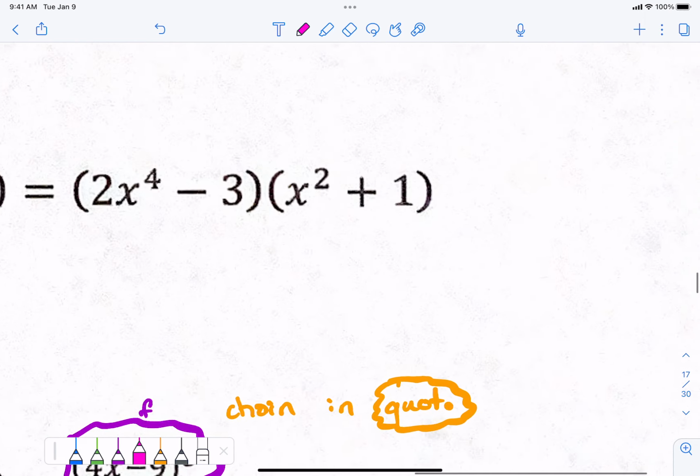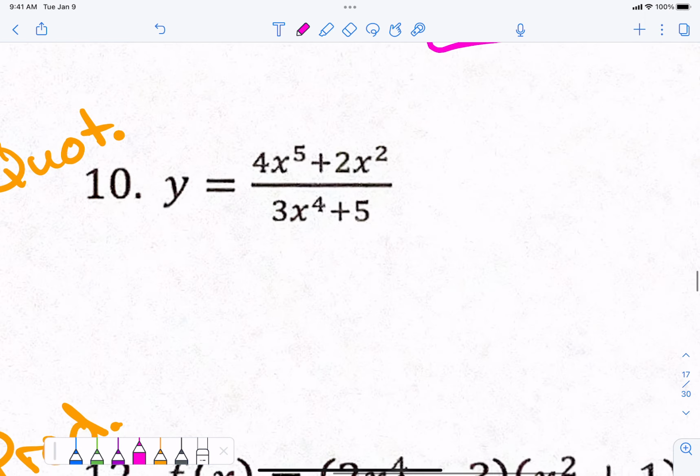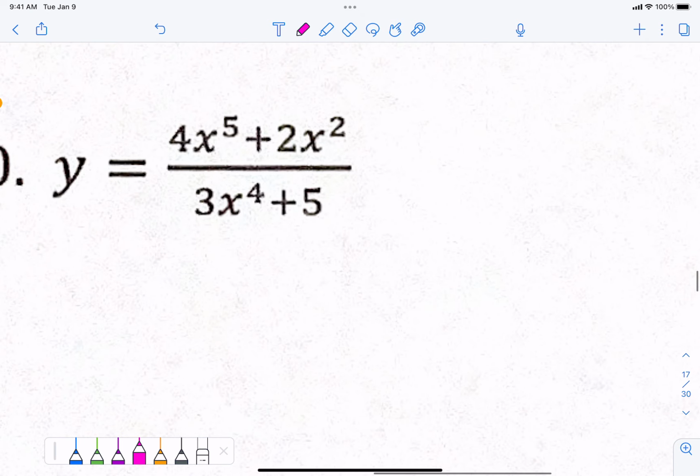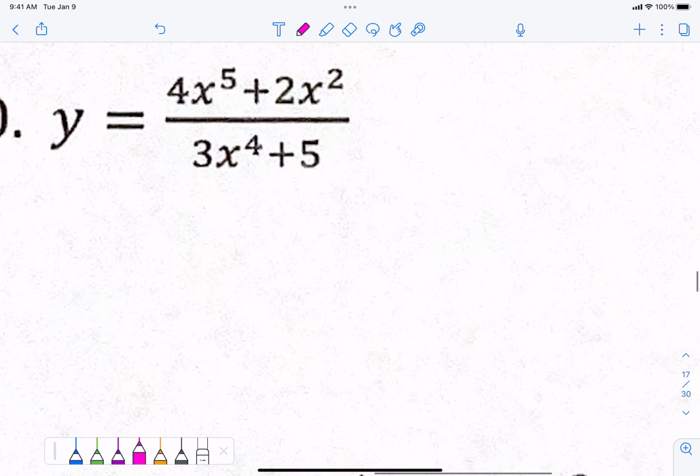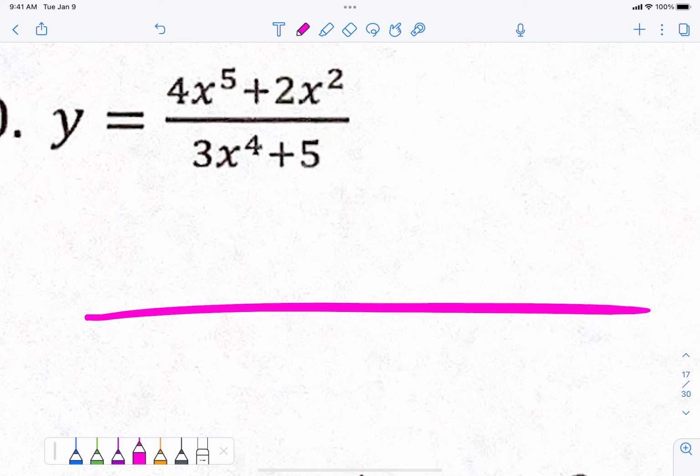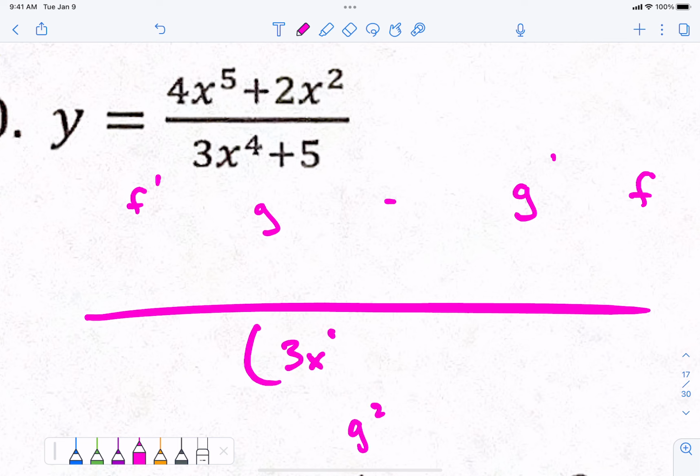Okay, number 10. Let's do this one real quick, and then we will be done. This is a quotient. F prime G minus G prime F all over G squared. I'm going to do G squared first: 3x to the fourth plus 5, to the second power.